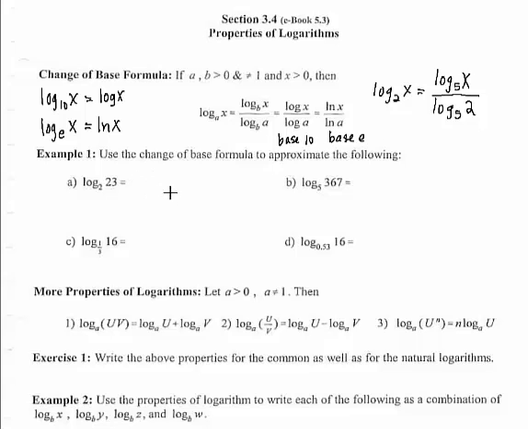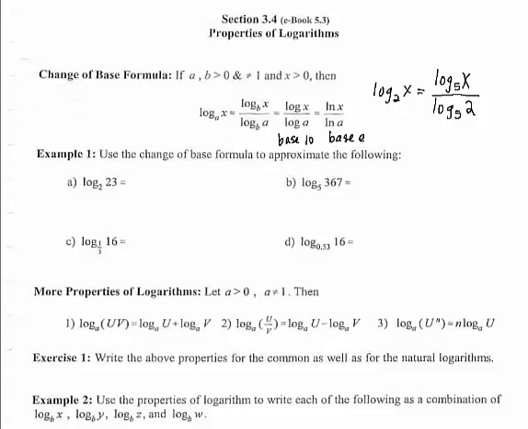So example 1, that's exactly what we're doing. It says use the change of base formula to approximate the following. Okay, and a lot of the logarithmic expressions turn out to be irrational numbers, and so by approximate, that simply refers to the fact that we're going to have to round the output at some point. Okay, we can't write out all of the decimal places. So let's take a look.